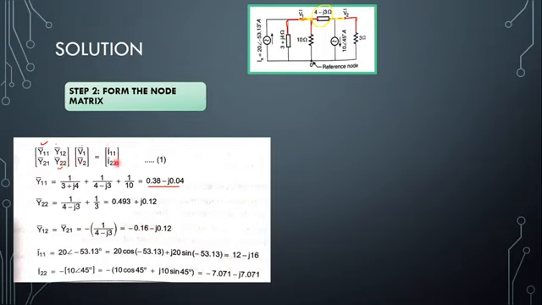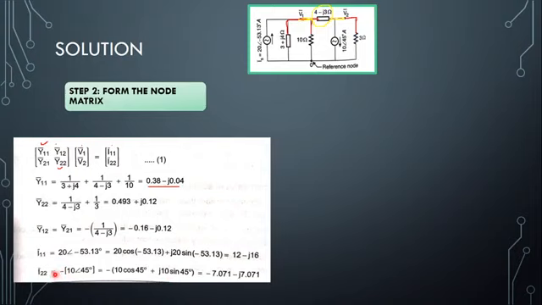Now what are I11 and I22? I11 is the first source connected to the first node. So it is 20 angle minus 53.13. How do you calculate this? It is cos of the angle plus J sine of this angle, and the magnitude 20 remains the same. So it is 20 cos of minus 53.13 plus J 20 sine of minus 53.13, and we get this particular answer. And what about I22? It is 10 angle 45. So it is 10 cos 45 plus J 10 sine 45.